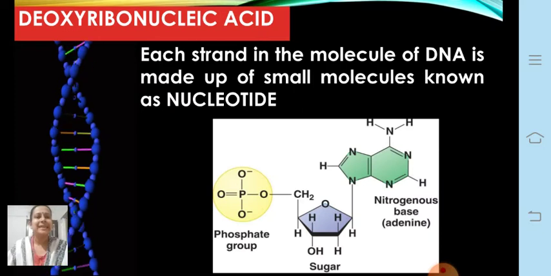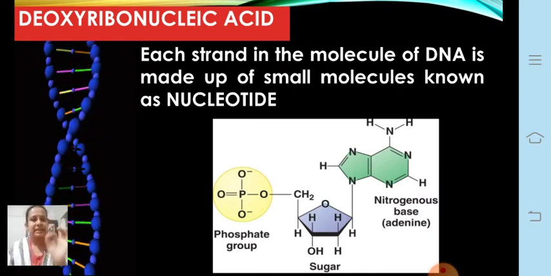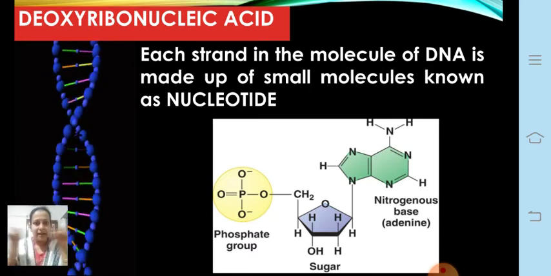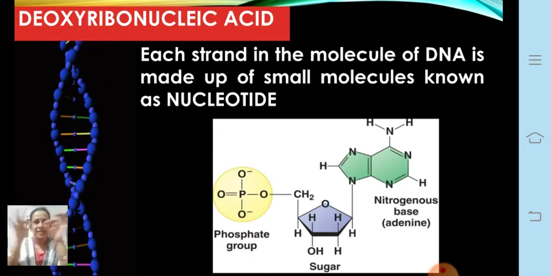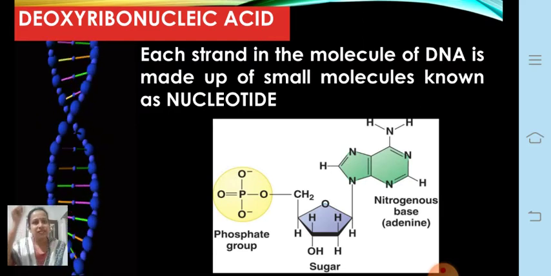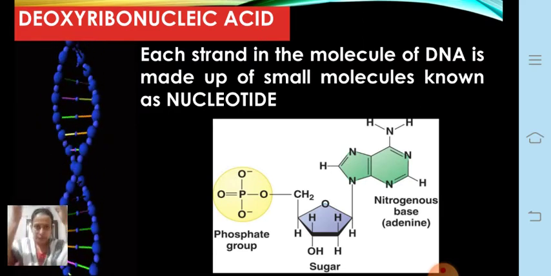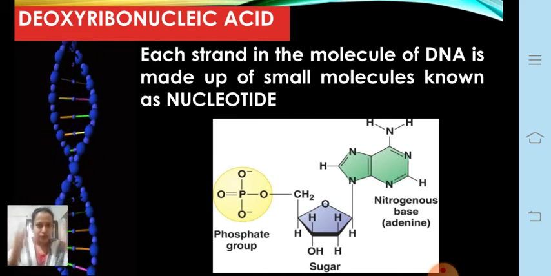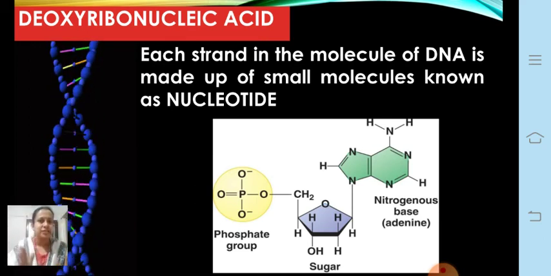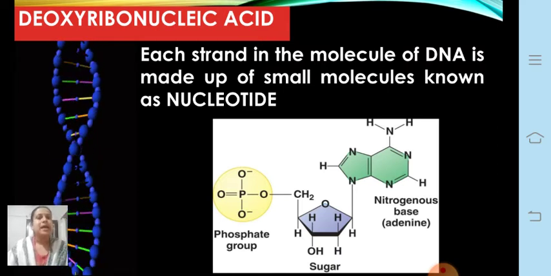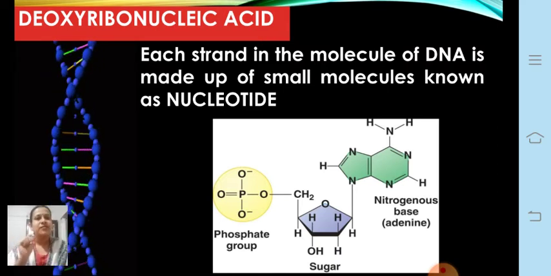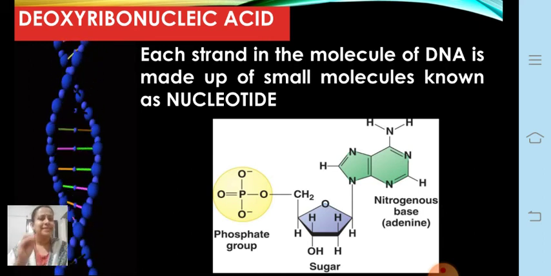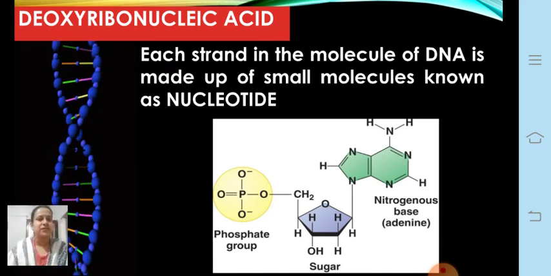DNA consists of strands. Each strand in the molecule of DNA means the two threads of the DNA, and they are called strands, two strands which run parallel to each other but are coiled. Now each strand in the molecule of DNA is made up of small molecules known as nucleotides, and you can see the structure of a nucleotide.